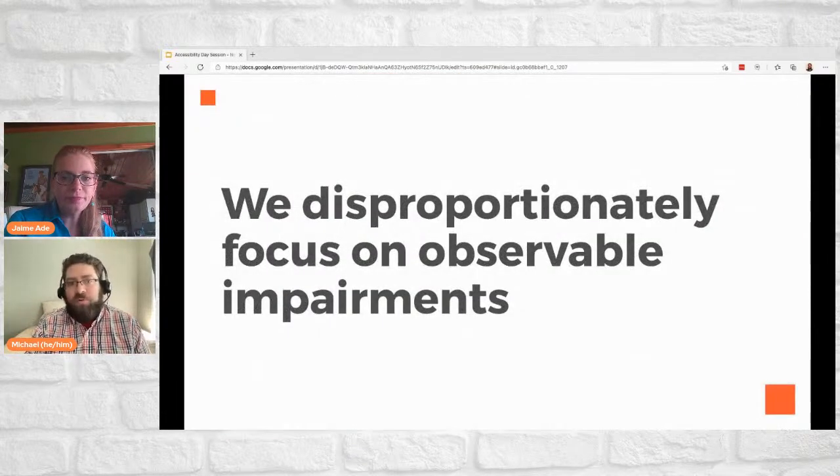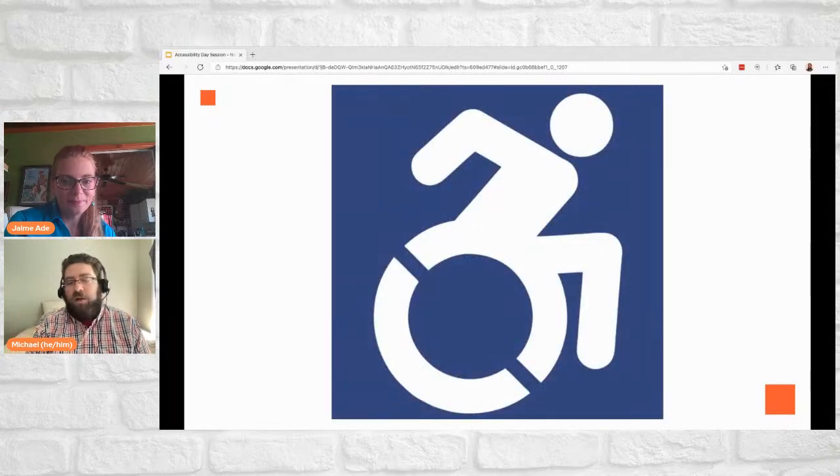So when I say we disproportionately focus on observable impairments, it's because most of the time we don't know very much about impairments in general, let alone the ones that don't affect us directly. And this is to the point where you may have noticed that the global symbol for accessibility is a person in a wheelchair.